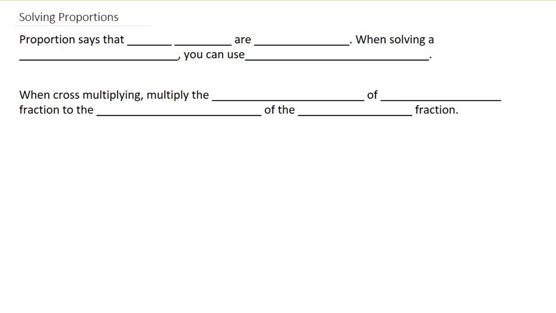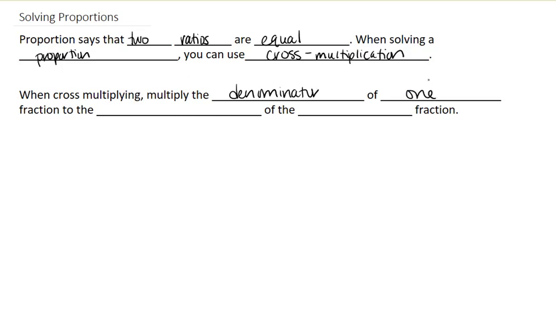Solving proportions. A proportion says that two ratios are equal. When solving a proportion, you can use cross multiplication. And when cross multiplying, we multiply the denominator of one fraction to the numerator of the other fraction.